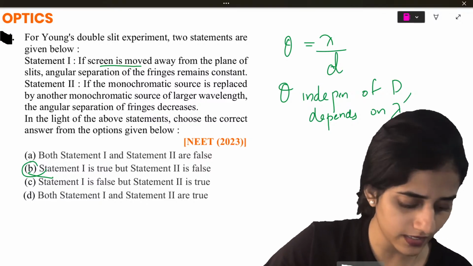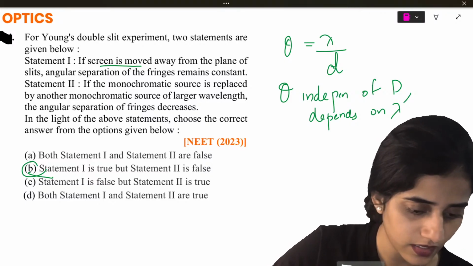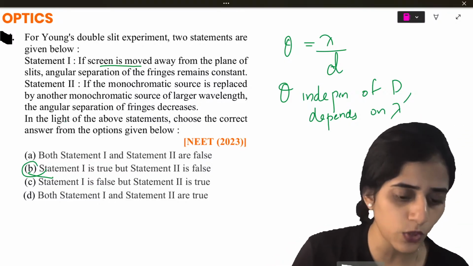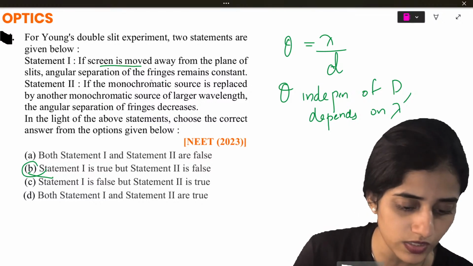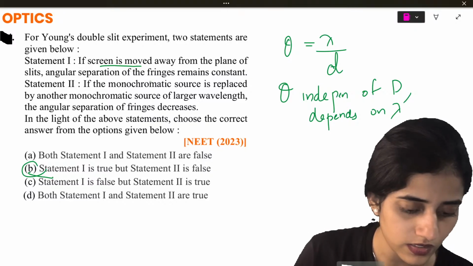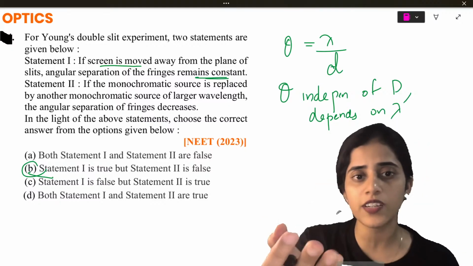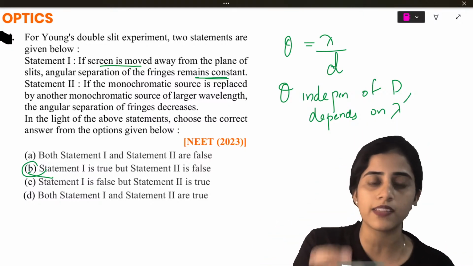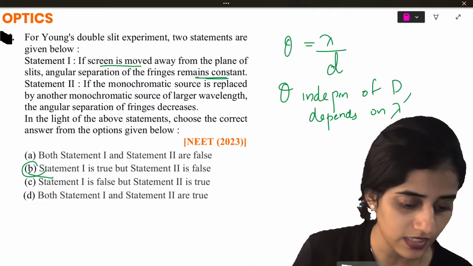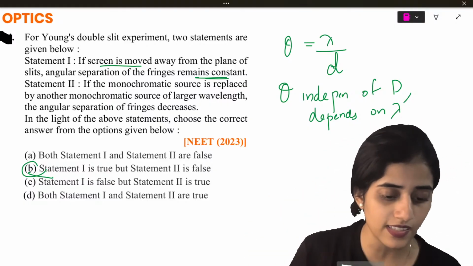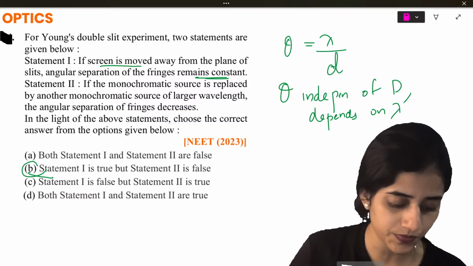Hey, is it D? If the screen is moved away from the plane of the slits, then the separation of the fringe width remains constant. It does not depend. See, read the statement properly. The statement says that the separation of the fringes remains constant. When the screen distance increases, the fringe separation y does not depend on it. So it is true.